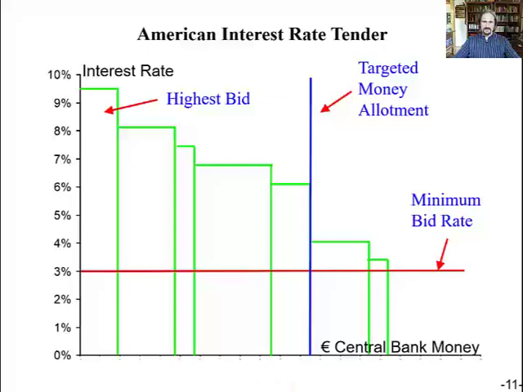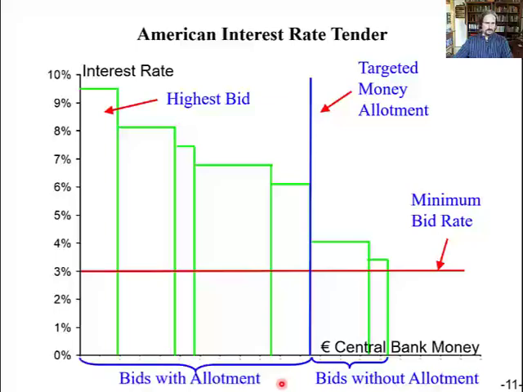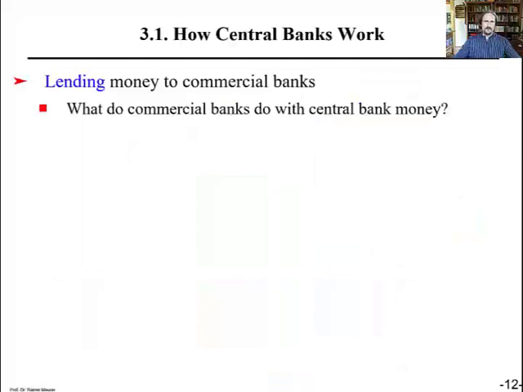The bank that has the highest bid rate receives its credit first. Then the bank that has the second highest bid rate, and so on, until all the money is allotted to commercial banks. In this example, two banks would receive no allotment. The other banks would have a credit allotment. So this is how commercial banks in the European currency area receive money credits from the European Central Bank.